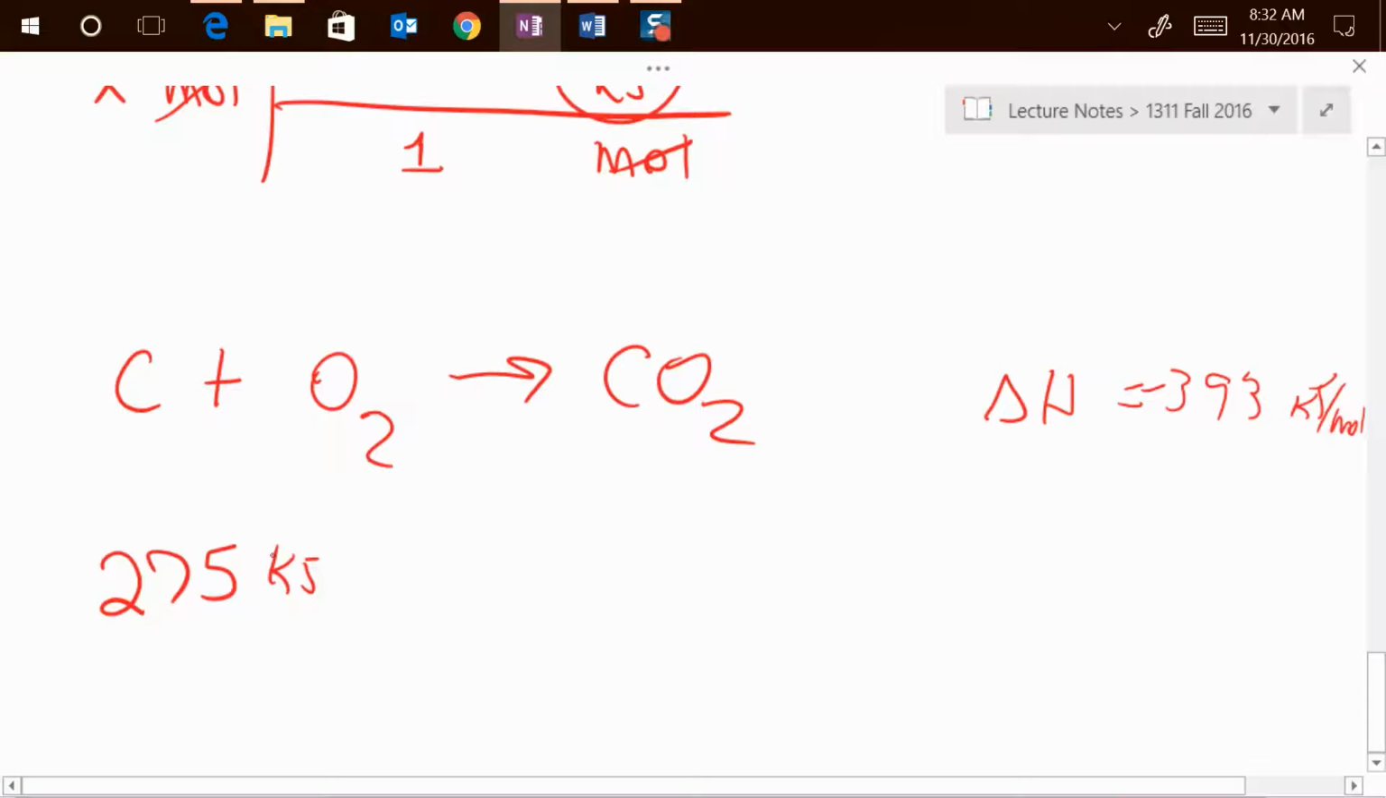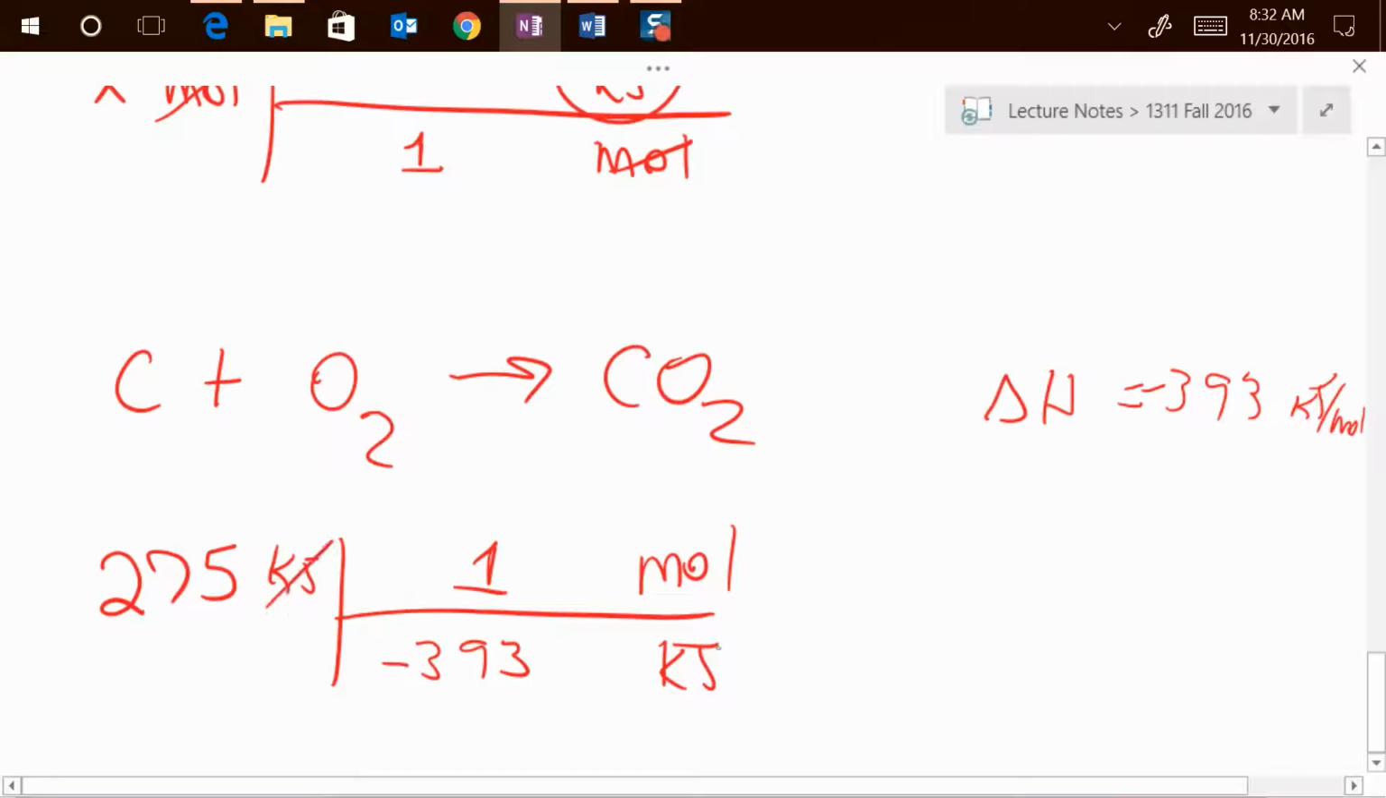Okay, here's my balanced chemical equation. It's 1 to 1 to 1, right? And I want to know how many. So 1 mole of carbon produces negative 393 kilojoules of energy. So how much carbon is required to produce 275 kilojoules? What am I going to do? Divide 275 by negative 393. I'm going to use my delta H as a conversion factor again, right? Kilojoules to moles. I want to go to the moles from the kilojoules. There's negative 393 kilojoules for every 1 mole.